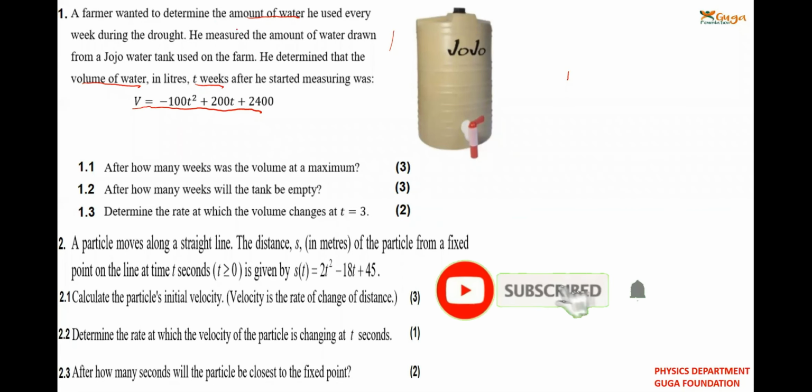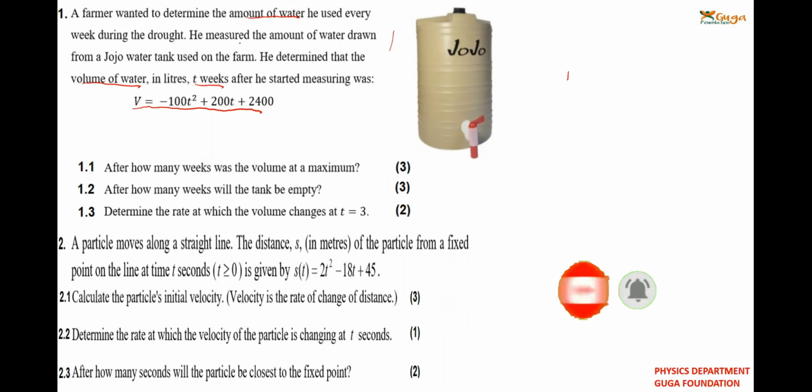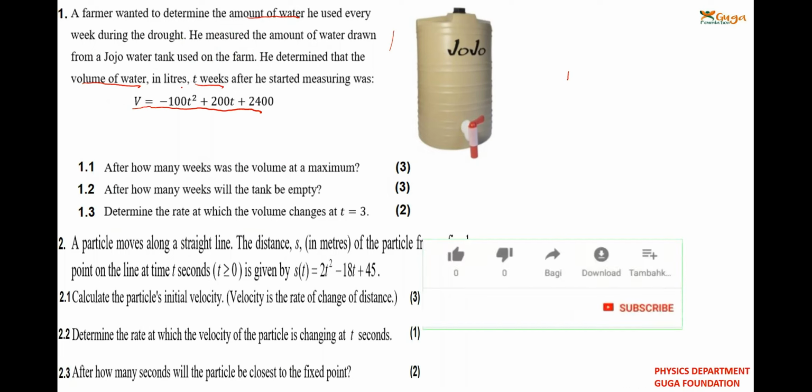A farmer wanted to determine the amount of water used every week during the drought. He measured the amount of water from a JoJo water tank used on the farm. He determined the volume of water in liters over 2 weeks. After he started measuring, the volume is equal to negative 100 t squared plus 200 t plus 2400. So now, after how many weeks was the volume at maximum?